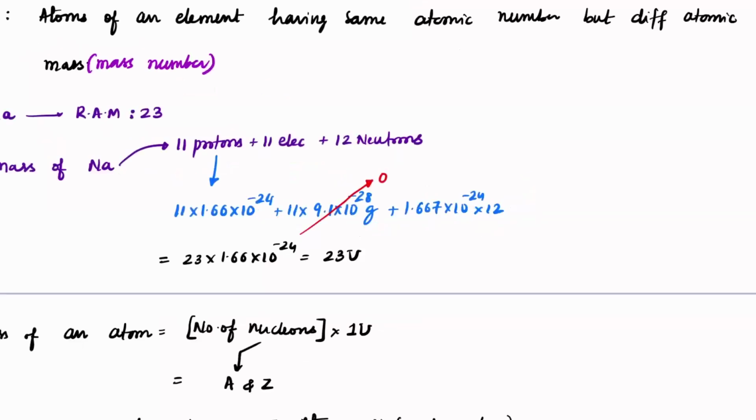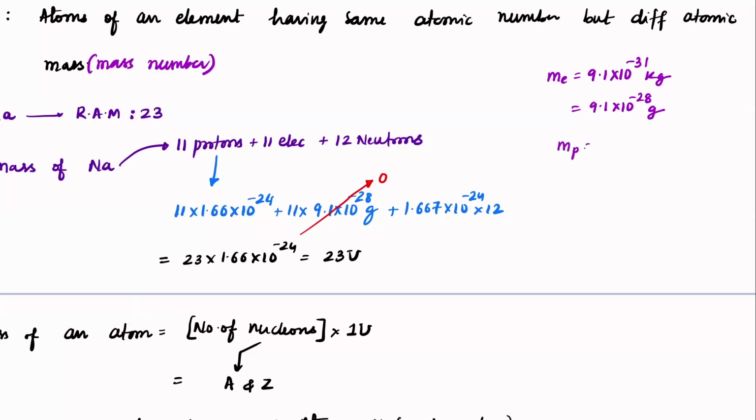Why is that so? See, the mass of an electron is approximately 9.1 into 10 raised to power of minus 31 kgs. Or if I write that in terms of grams, it is 10 raised to power of minus 28 grams. On the other hand, the mass of a proton and the mass of a neutron are approximately 1.66 into 10 raised to power of minus 24 grams. If I compare them, the mass of a proton is approximately 1836 times that of an electron. Which is huge, right? Almost 2000 times greater than the mass of an electron. That's the reason why we ignore the electron mass contribution.